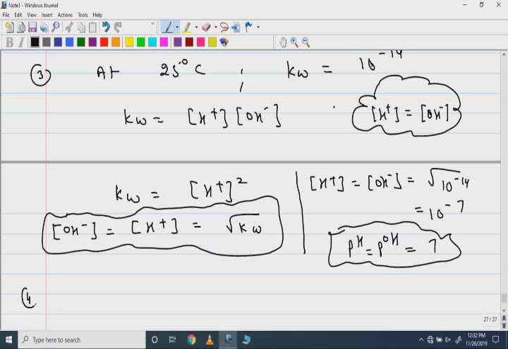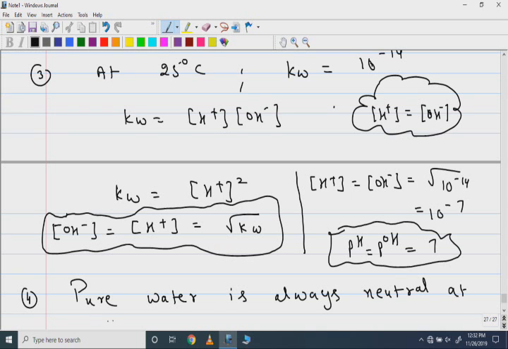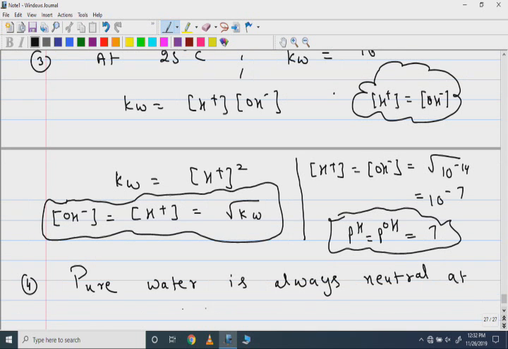Next important point, that pure water is always neutral at all temperatures.